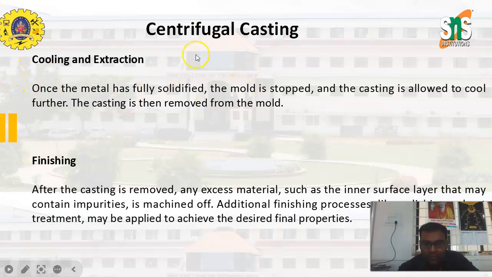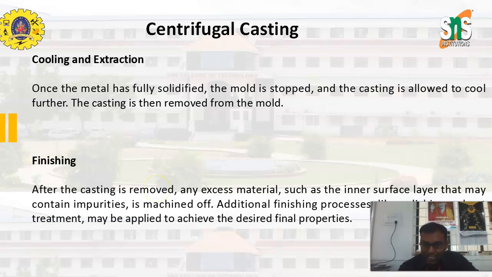Once the metal has fully solidified, the mold is stopped and the casting is allowed to cool further. The casting is then removed from the mold cavity. The final step is the finishing process. After the casting is removed, any excess material, such as the inner surface layer that may contain impurities, is cut off. Additional finishing processes like polishing or heat treatment may be applied to achieve the desired final properties.